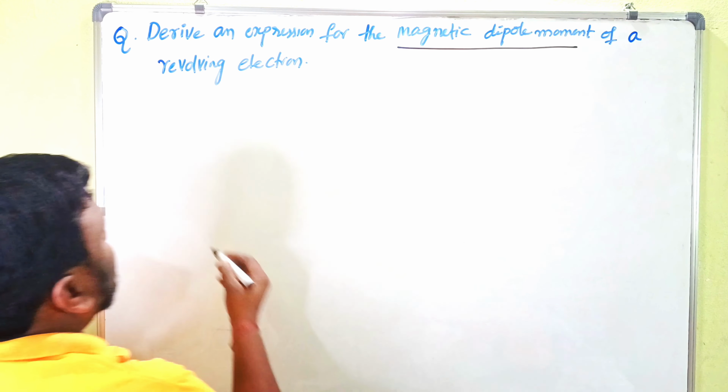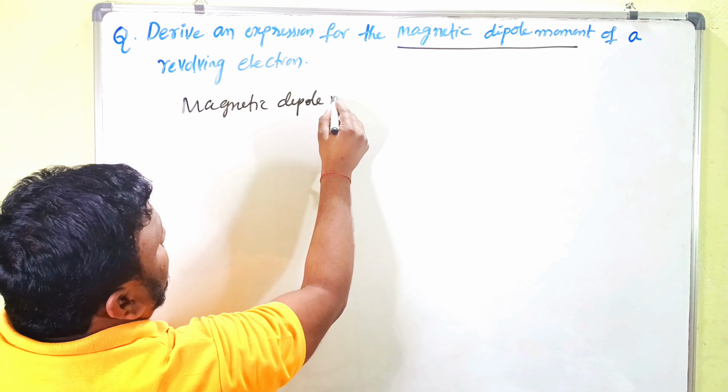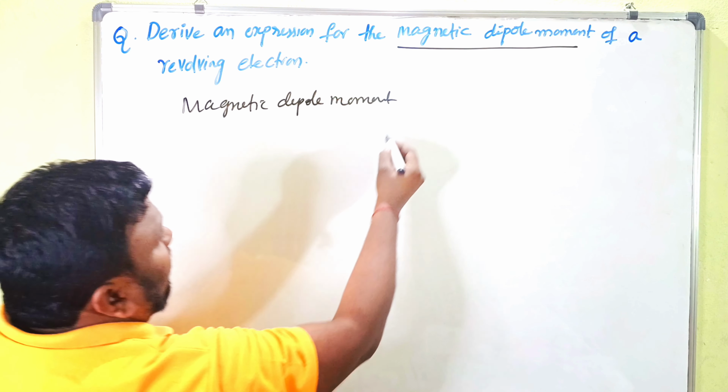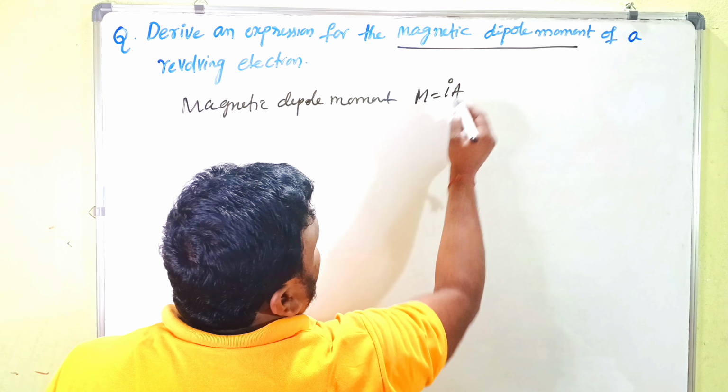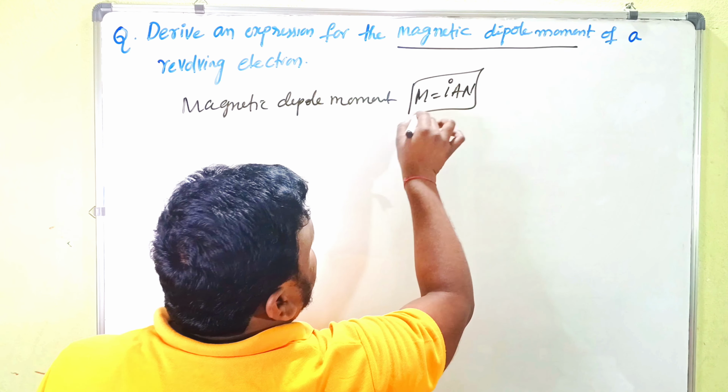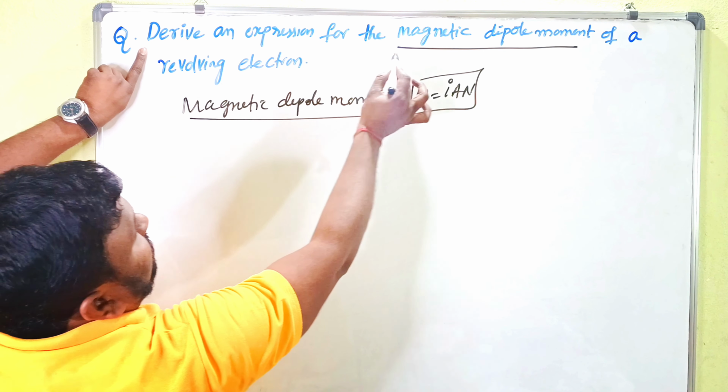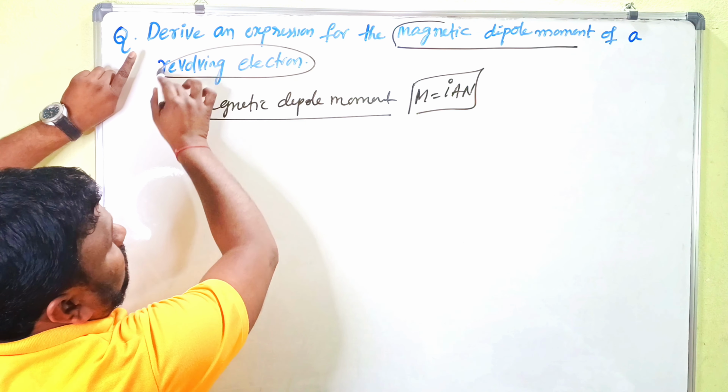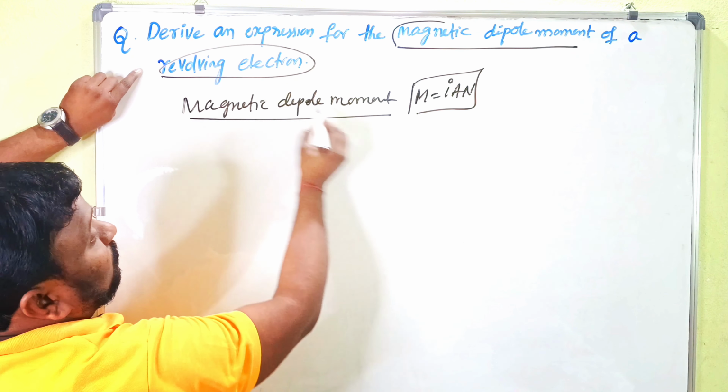So children, what do we know about magnetic dipole moment? We write M is equal to I A N. For example, if I take a circular coil, N represents the number of turns, A represents the area of the coil, and I is the current. So this is the magnetic dipole moment. Now we have to derive the expression for the magnetic dipole moment of a revolving electron, using this formula.